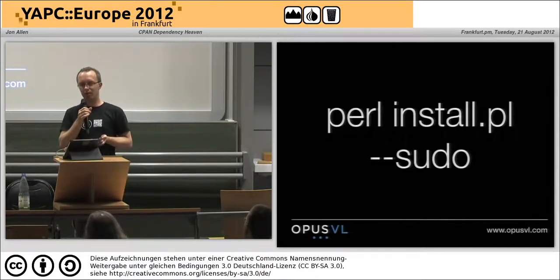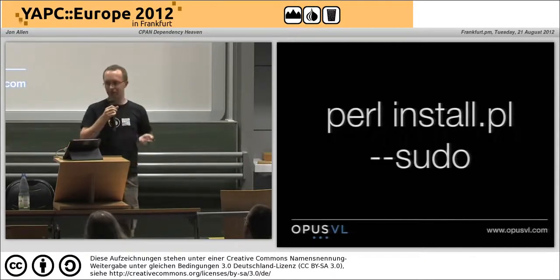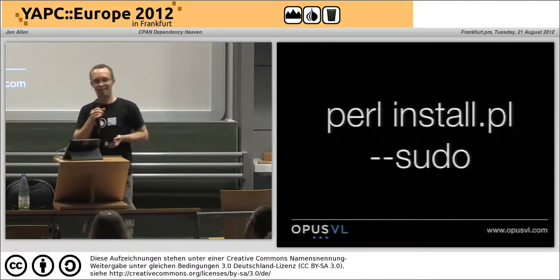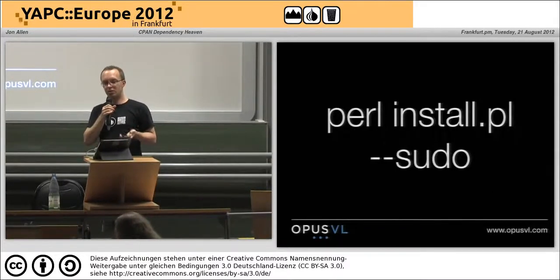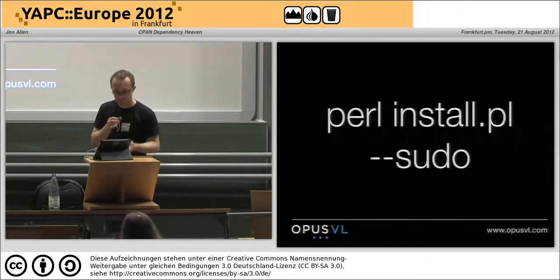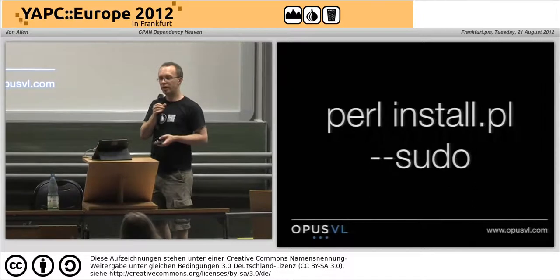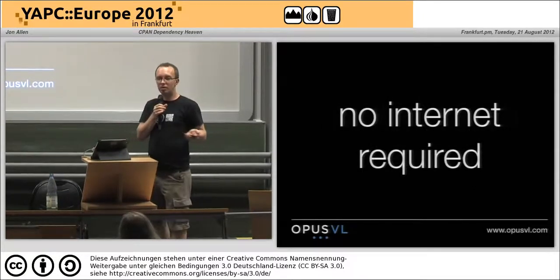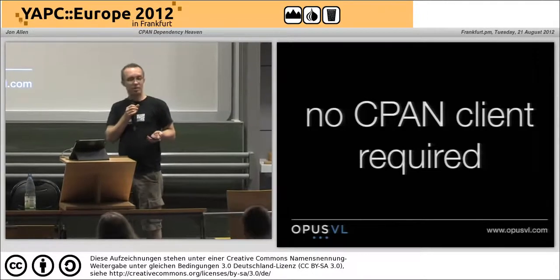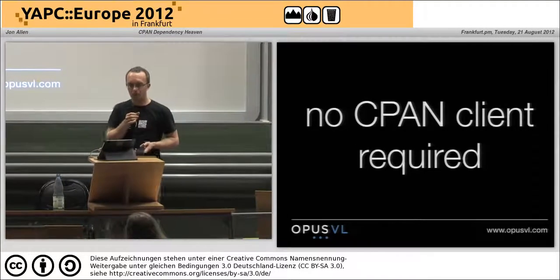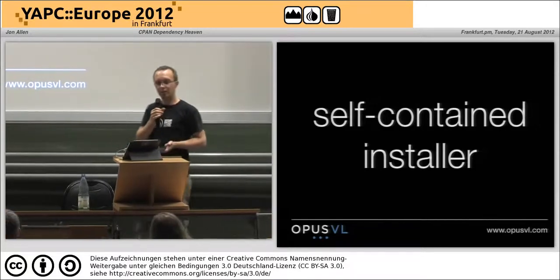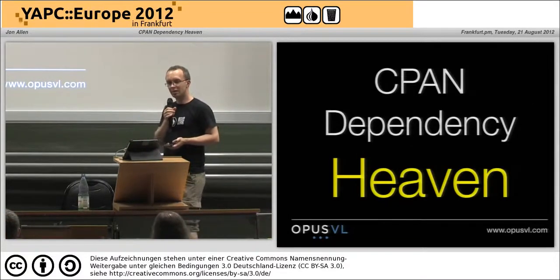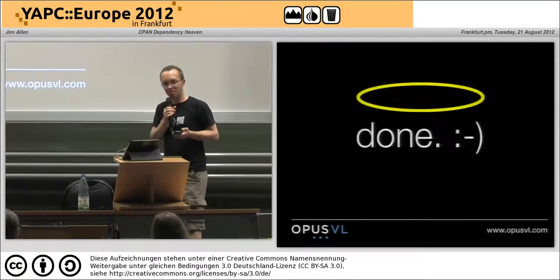Now, the install.pl is again a wrapper around CPANM, so it takes the same command line options. You can give it the --sudo option, or the --force option if you don't want to run your tests, things like that. So perl install.pl --sudo installs all your stuff as root on the target machine. So we're now in a situation where, for software distribution in Perl, no internet is required, no CPAN clients required, no configuration required, and we've got a self-contained installer. So CPAN dependency heaven, done.